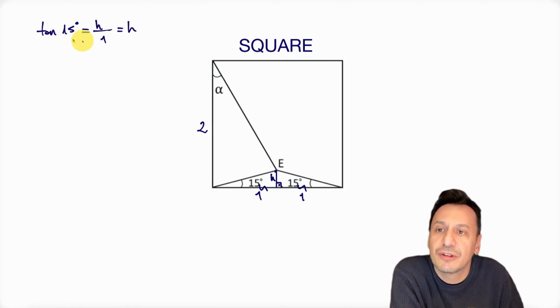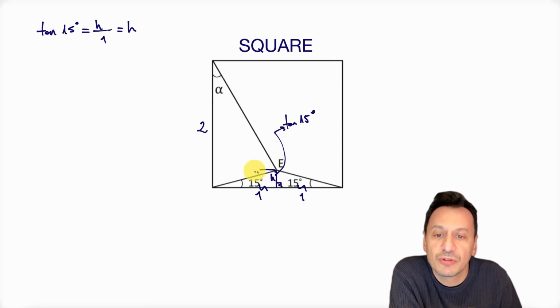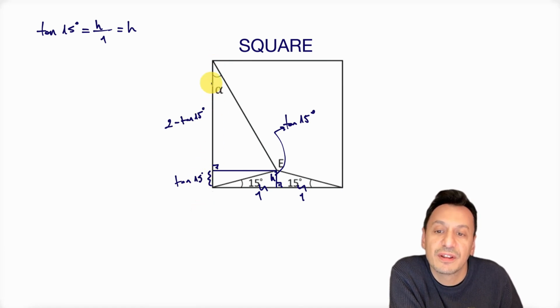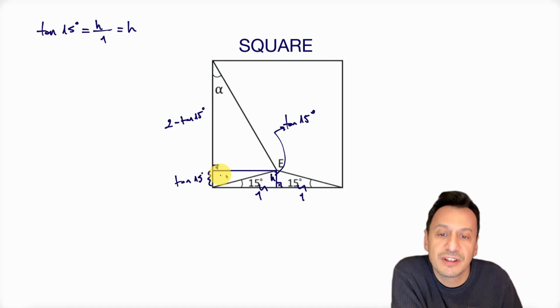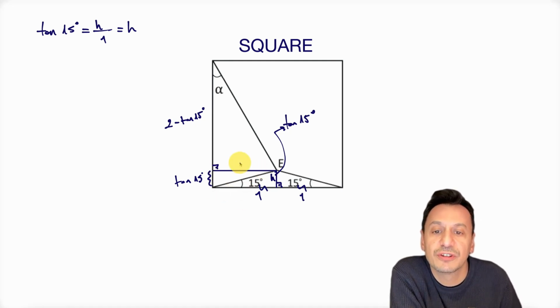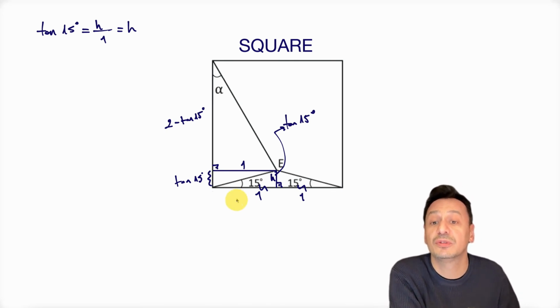Now tangent 15 turned out to be equal to h, so I can write tangent 15 in place of h here. So, if I drop a perpendicular line from this point here to the adjacent side of the square, I can confidently call this part tangent 15 degrees. Thus, this part here will be 2 minus tangent 15. Now, I also knew this length. Since this length is equal to this, it will be 1.